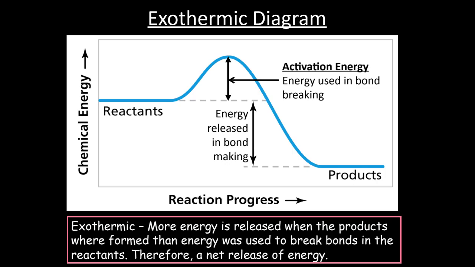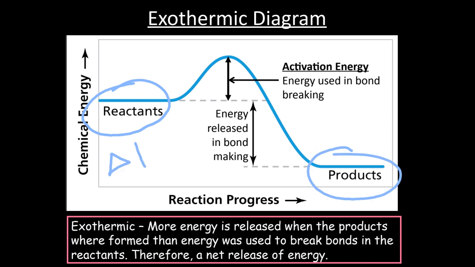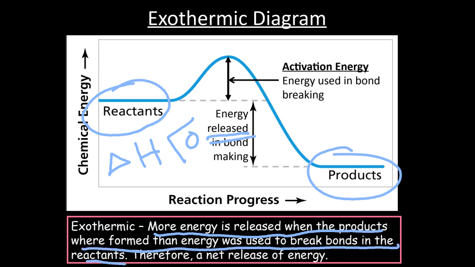Exothermic reaction. Here, as you can see, the reactants have more energy than the products. So in this case, delta H will not be positive, it will be negative. So energy is released. More energy is released when the products are formed than the energy that was used to break the bonds in the reactants. Therefore, there is a net release of energy. So this is exothermic.